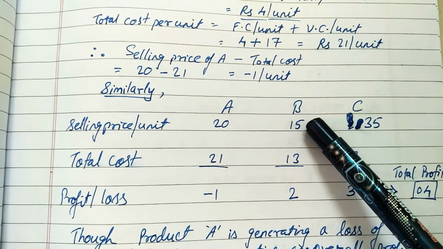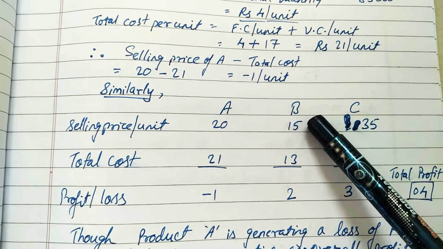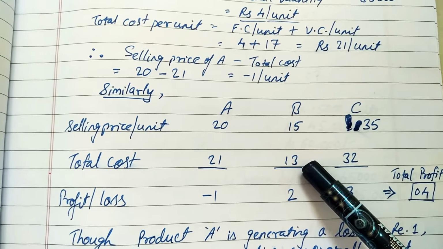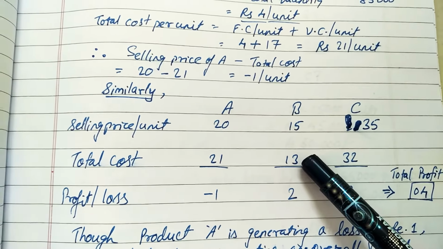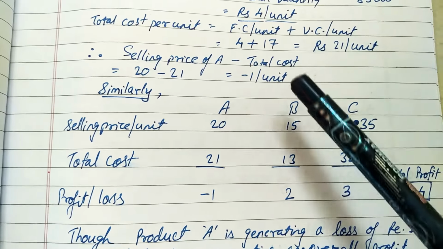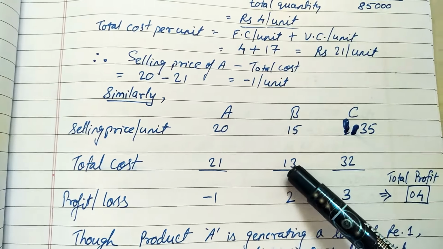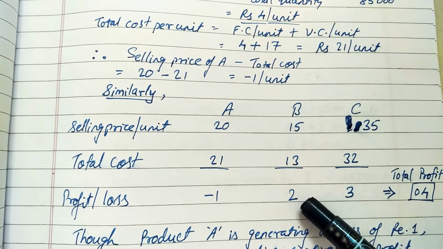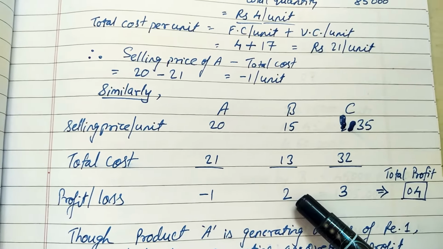In case of B, we can see that it is 15 and 13. So 15 was selling price and the total cost is 13 rupees. In this, 9 rupees is variable cost per unit and 4 rupees is the fixed cost per unit. So the profit comes in as 2 rupees per unit.